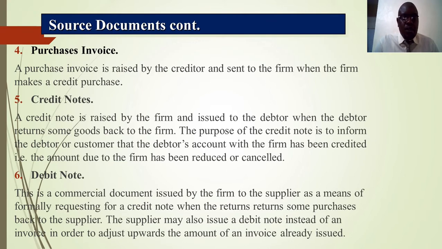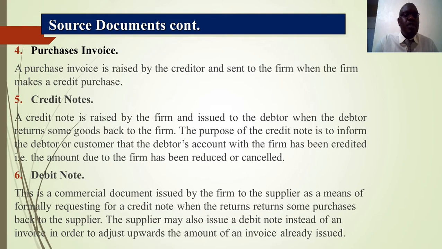Another important document which provides information to the accounting system is a credit note. So in a business, sometimes after selling goods on credit to clients, clients may realize that some of the goods are either faulty or they are not meeting their specifications. So what the clients do, they return those goods to the business. So when clients have returned goods back to the business, we don't expect these clients to make payments for the goods they have returned to the business.